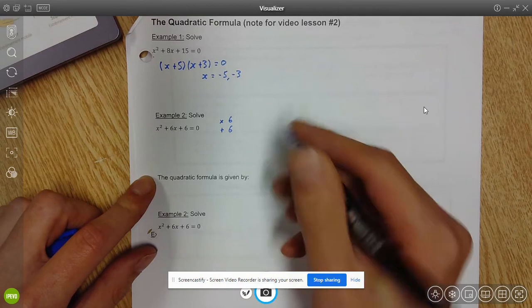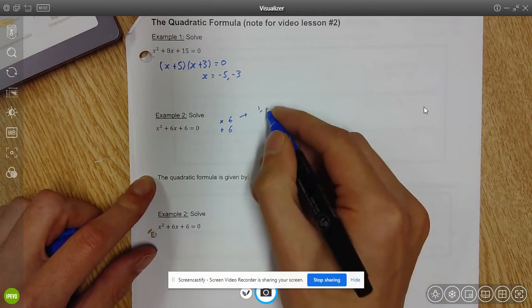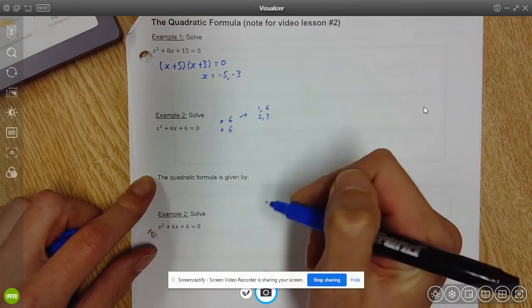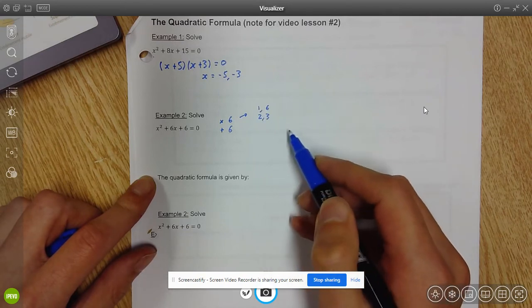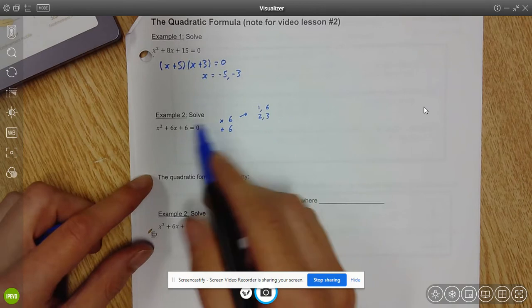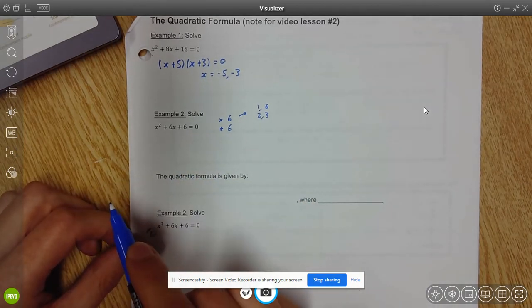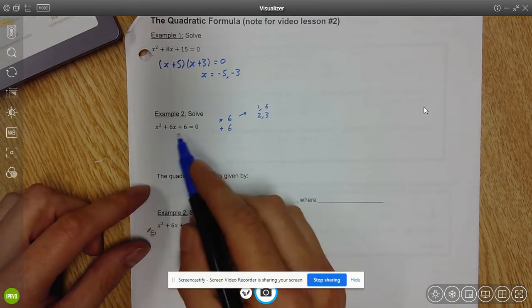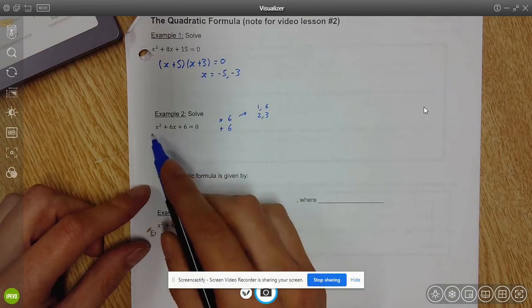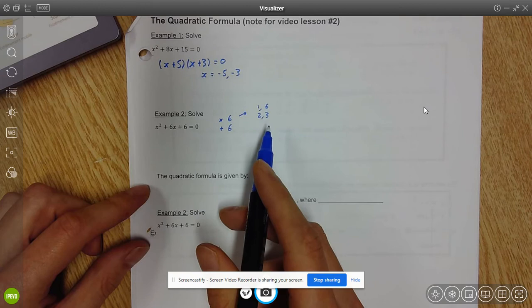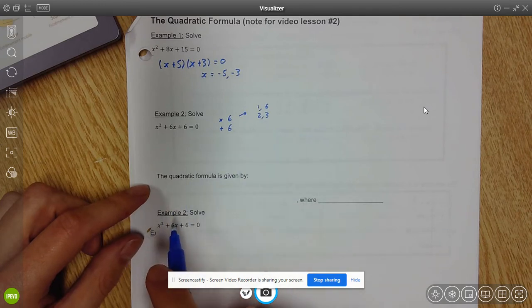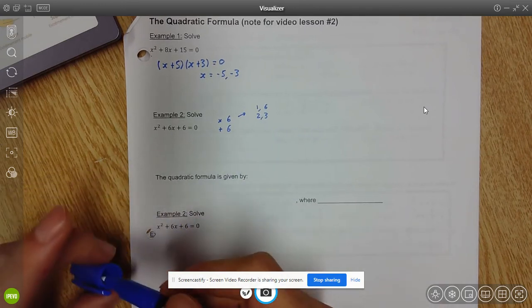Okay, two numbers that multiply to 6 can either be 1 and 6 or 2 and 3. 1 and 6 adds to 7. 2 and 3 adds to 5. So I can't factor this. So remember that when I'm solving an equation, what I'm really doing is finding the zeros of this parabola. But I can't seem to factor this, so I've kind of run into a roadblock here.